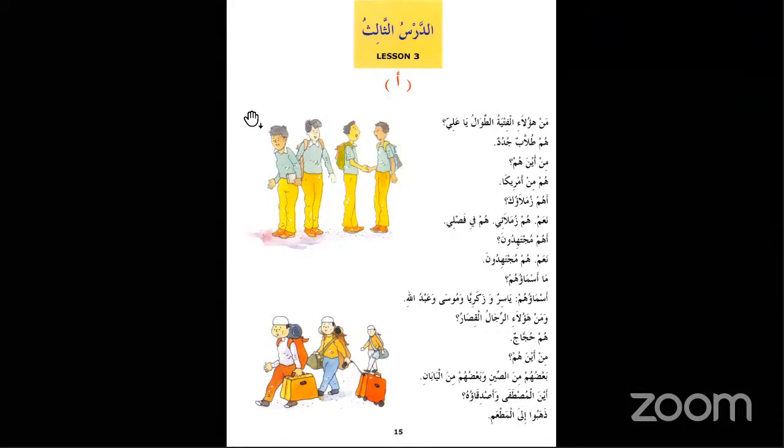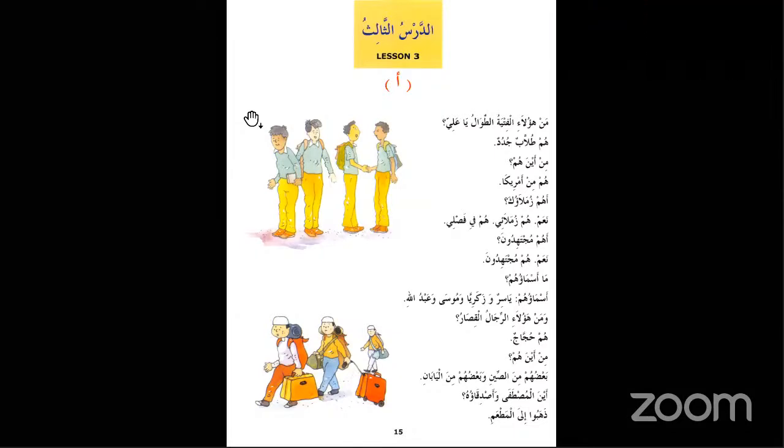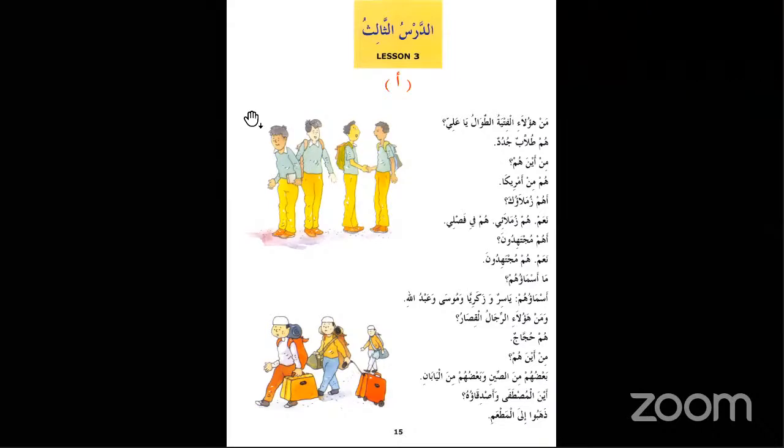Ma asma'uhum. What is their name? Correct. So let me explain here. The word ismun is a name, and asma'un is names. Ismun is name, asma'un is the plural. What are their names? Asma'uhum: Yasirun wa Zakaria, Musa wa Abdullahi. Their names are Yasir, Zakaria, Musa, and Abdullah.